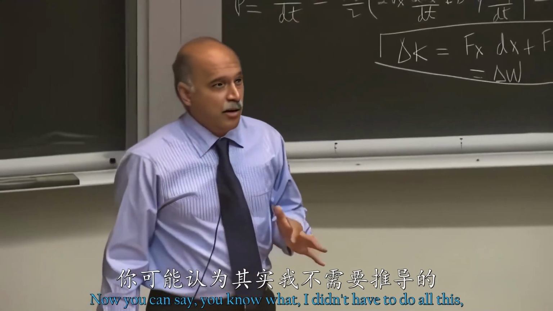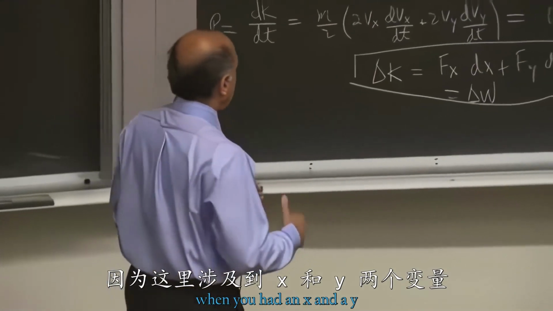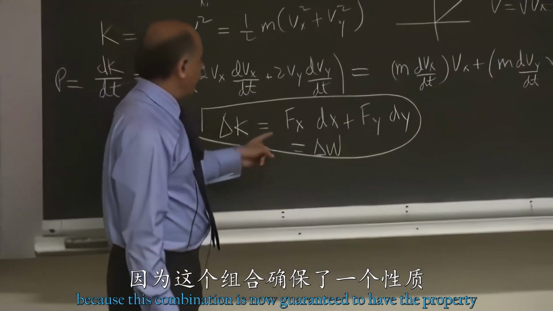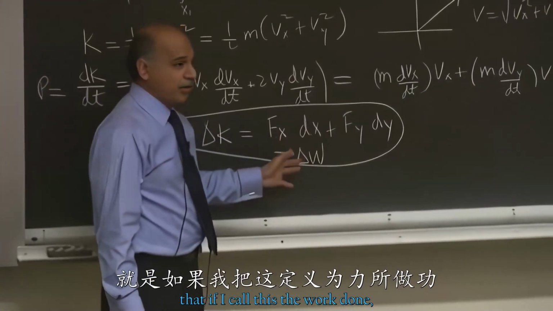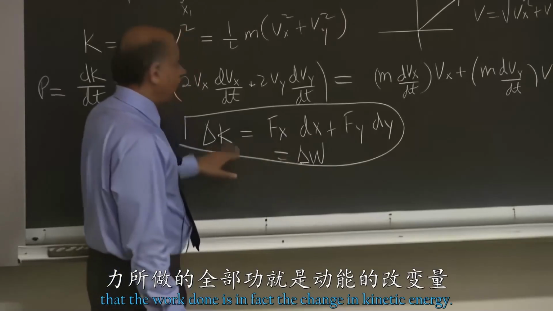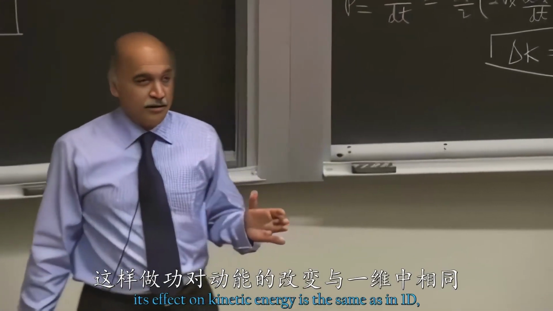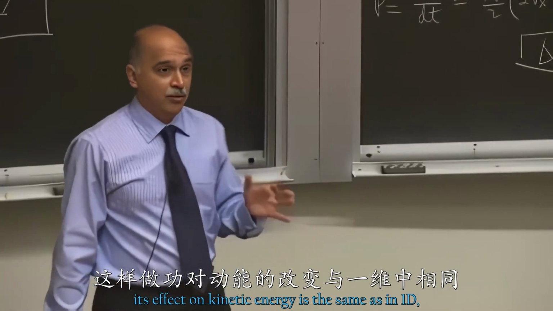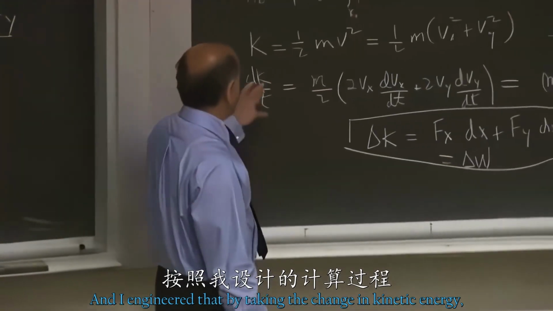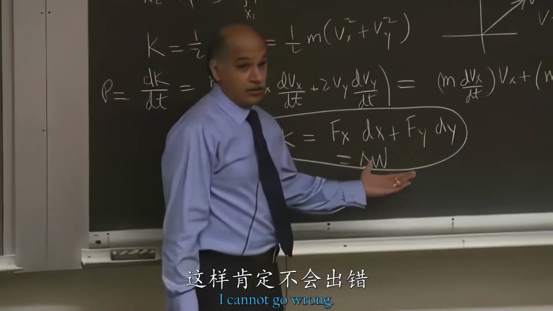Now you can say, you know what, I don't have to do all this. I could have always guessed that in 2 dimensions, when you had an x and a y, you obviously got to add them. There's nothing very obvious about it, because this combination is now guaranteed to have the property that if I call this the work done, then the work done is in fact the change in kinetic energy. So I want to define work so that its effect on kinetic energy is the same as in 1D. Namely, work done should be equal to change in kinetic energy, and I engineered that by taking the change in kinetic energy, seeing whatever it came out to, and calling that the work done. So I cannot go wrong.